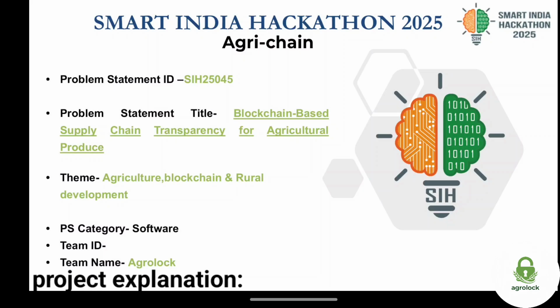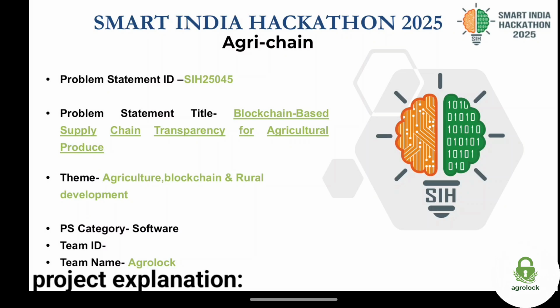Nice to meet you all. We are Team Agrolock. Our team consists of S. Hari Prasad, C. Madhavan, S. Jayasuriya, R. Rahul, R. Manmani, and Lakshmi Manian. Our problem statement is SIH25045. Our problem statement title is Blockchain Based Supply Chain Transparency for Agricultural Produce.